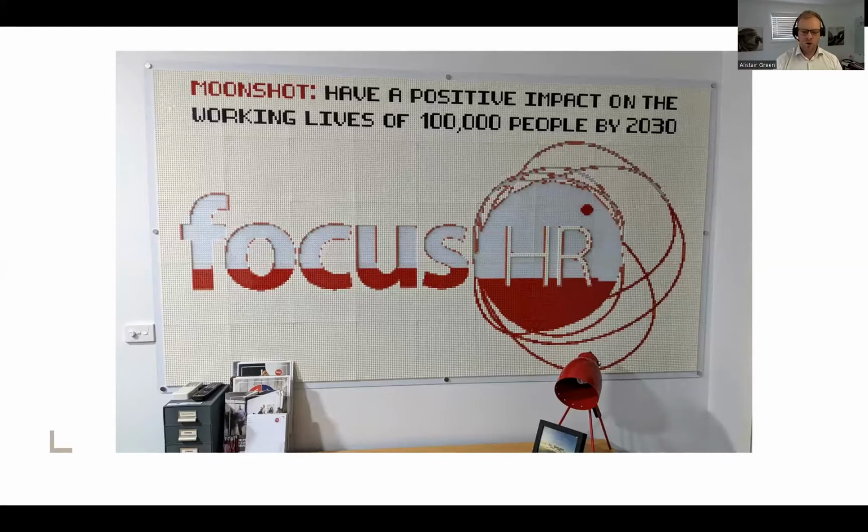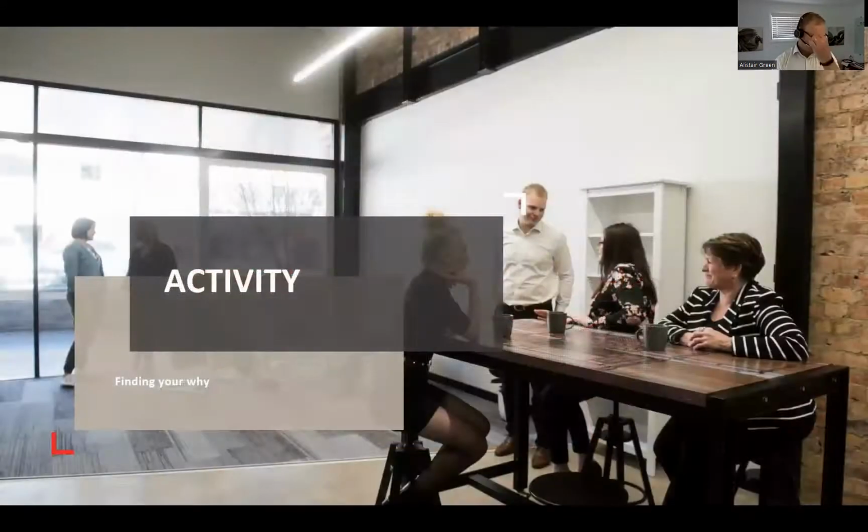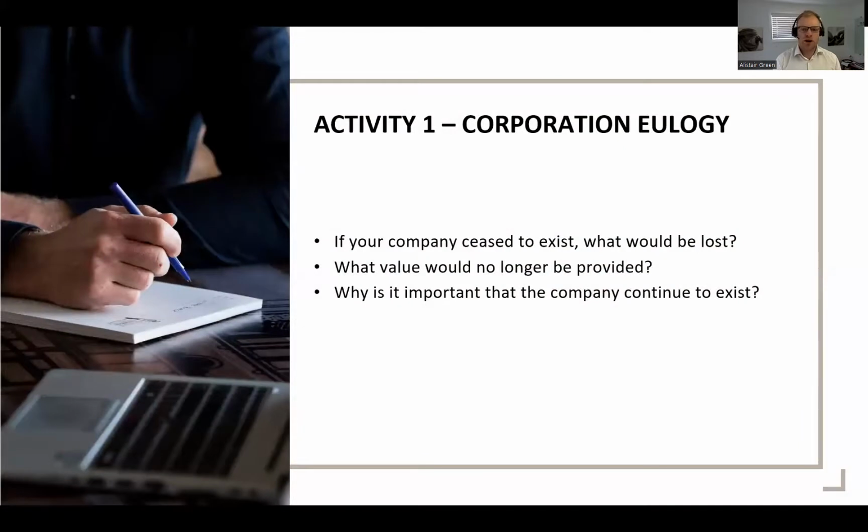Awesome lads. All right, two quick activities and then question time. The first activity is about your purpose. This is one of my favorite activities, and we have three different ways of finding our purpose. One is Simon Sinek's five whys. Start with what, go to why, and then why. That's okay, but it's quite challenging. The one that I love the most is called the Corporation Eulogy.